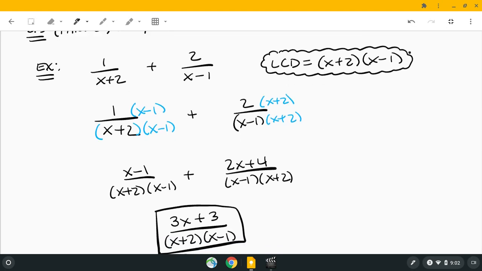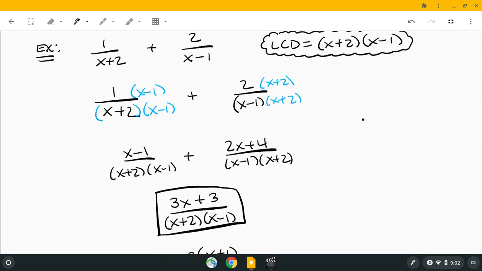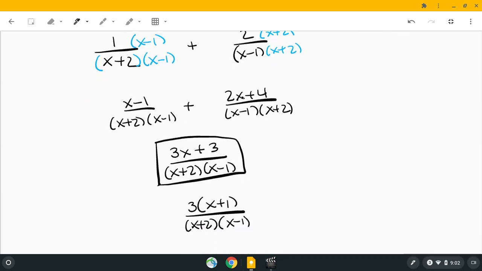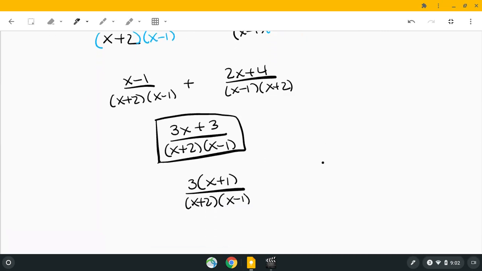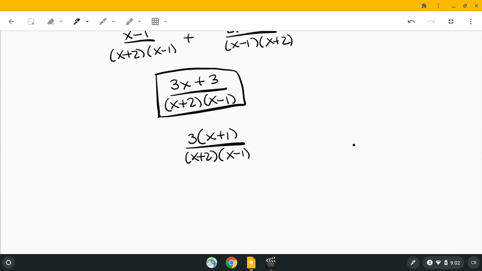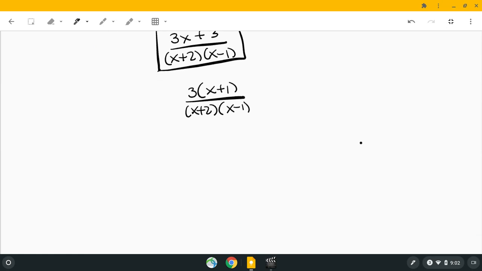Okay, so get your LCD, make your denominators look like the LCD. Okay, then go ahead and multiply, and combine like terms. And then always check to see if it simplifies. Okay. All right, let's take a look at another example.